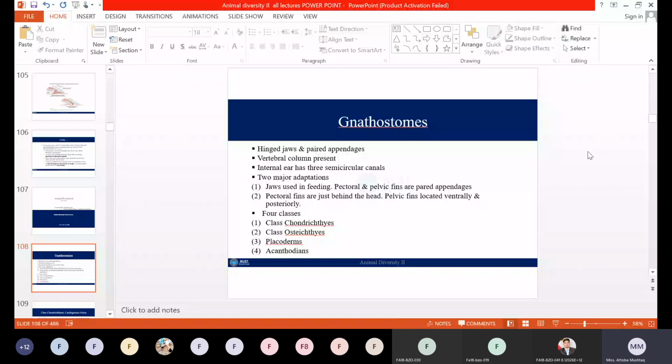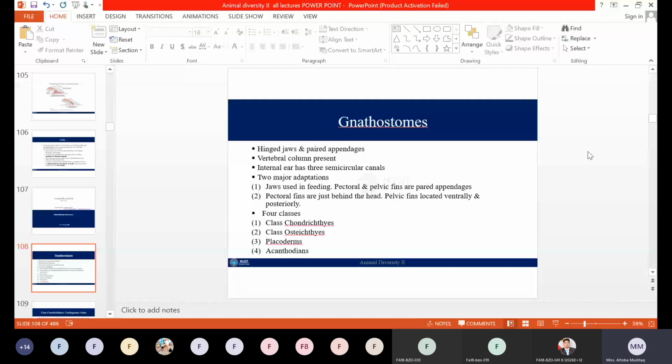Okay. Besides this, there are two major adaptations that take place in the evolution of vertebrates. These adaptations include the appearance of jaws and paired appendages. Jaws in gnathostomes are used in feeding. They are responsible for the transition to more active and predatory lifestyles. Then the second one, the pectoral and pelvic fins. These are actually paired appendages. Pelvic and pectoral fins are paired appendages in fishes.